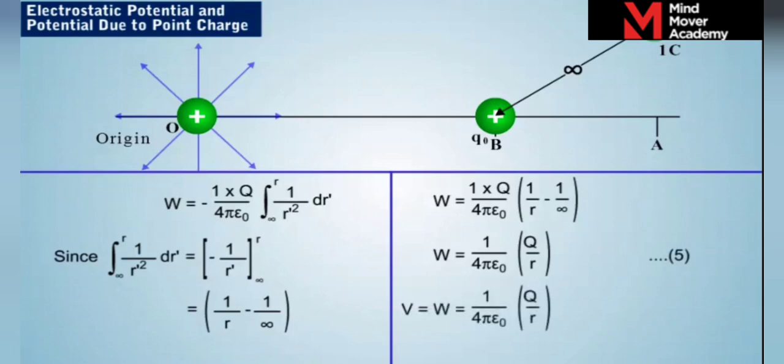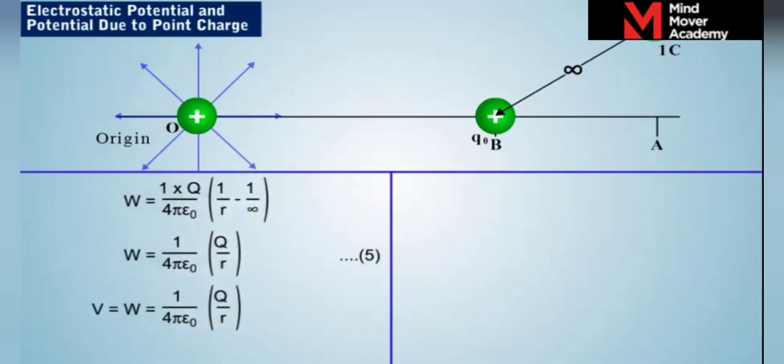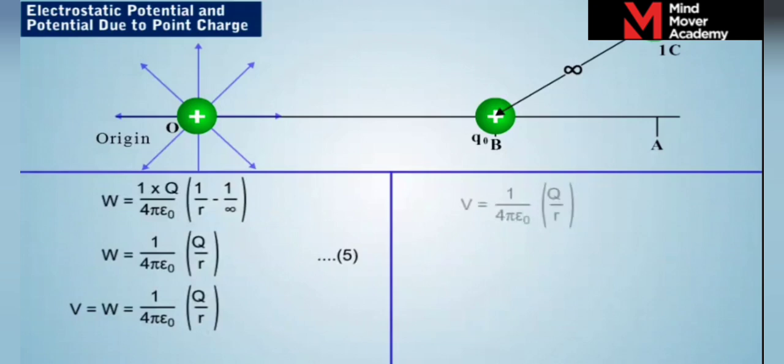This is the expression for work done to bring a unit positive charge from infinity to r, which is equal to the electric potential V at point P. Therefore, the electric potential V at point P is equal to 1 by 4 pi epsilon naught Q by r, which is the expression for electric potential at P in the electric field of the point charge Q. Let us label it as equation 6.